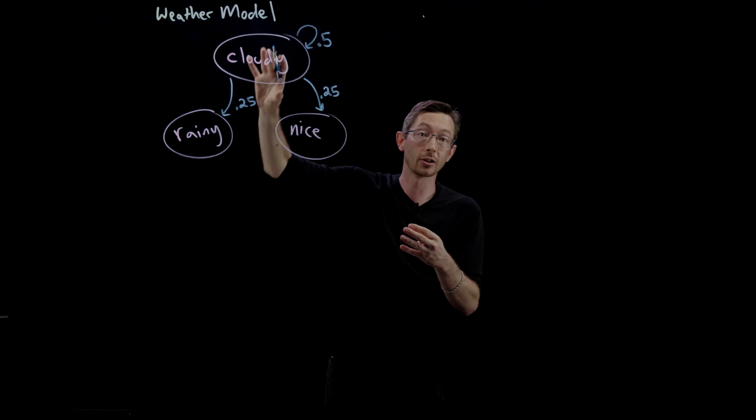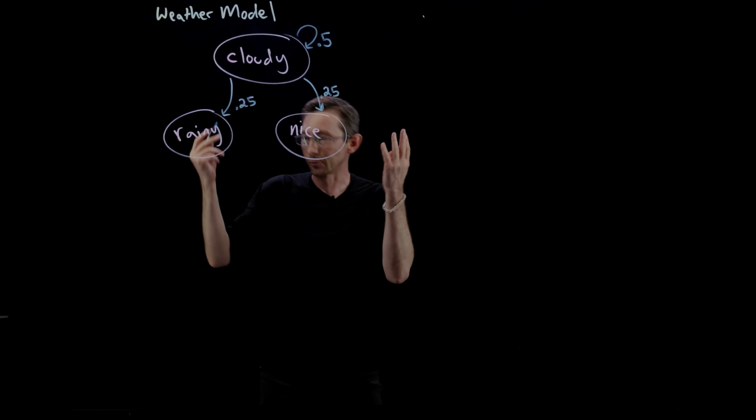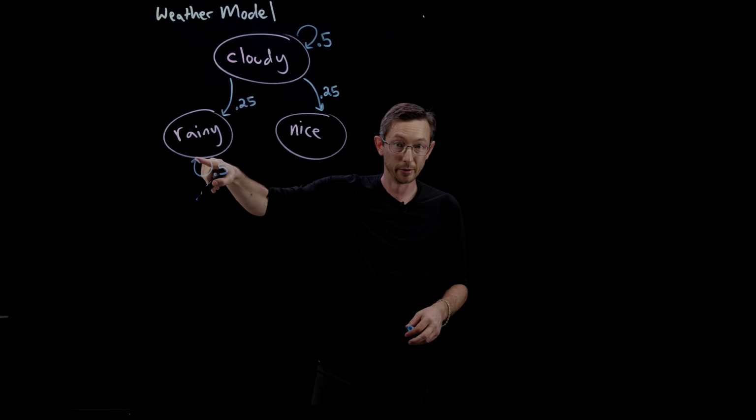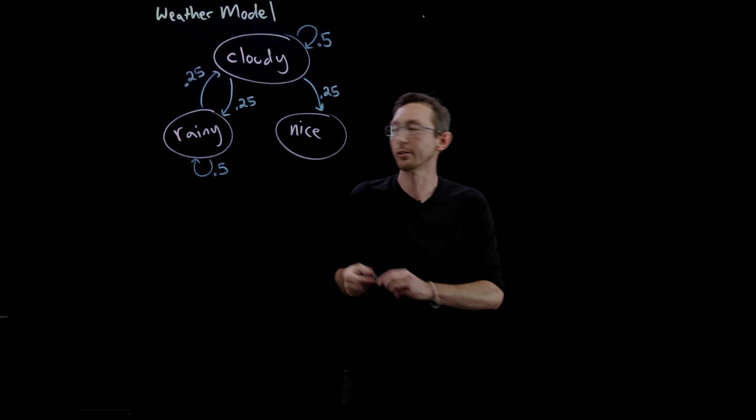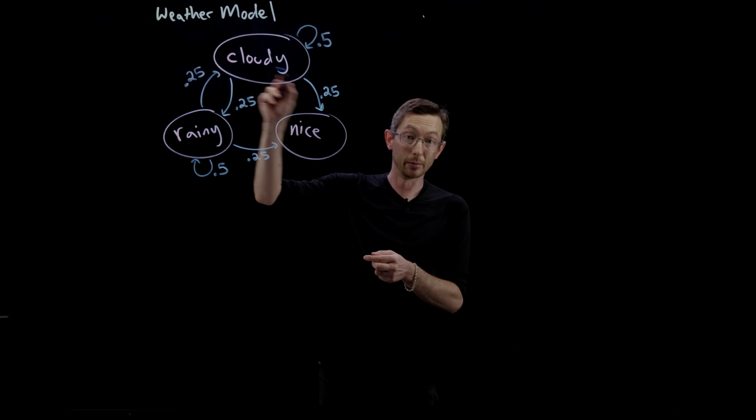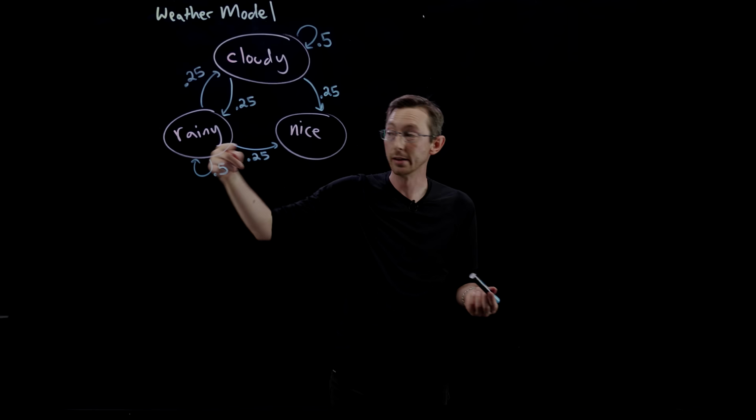Similarly for rainy: let's say if it's rainy today, there's a 1 in 2 chance, a 0.5 chance, 50%, that it'll be rainy tomorrow. Let's say if it's rainy today, there will be a 0.25 chance of it being cloudy. I'm going to switch pens because it's driving me crazy. And similarly, there is a 0.25, or 25%, chance that if it's rainy today, it'll be nice tomorrow. Again, we add those up and they add up to 1. So the probability of something happening tomorrow, given that it's rainy today, is 1.